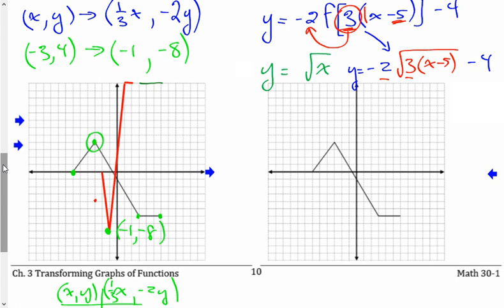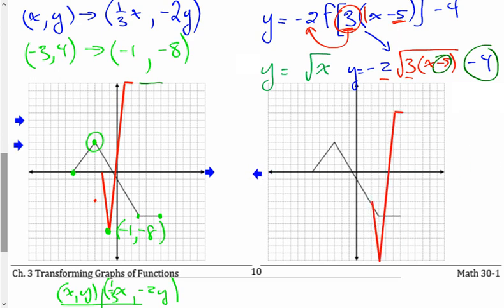Okay. So for the last one, we have the shape, same as the red one in number 3. It's just the whole thing is translated 5 units to the right and 4 units down. So we end up with 5 to the right, I think is about there, and 4 down. Questions?